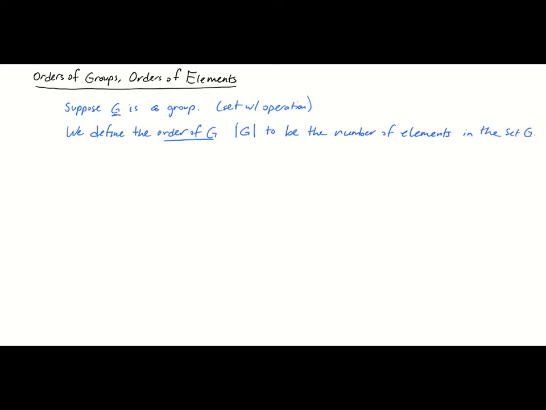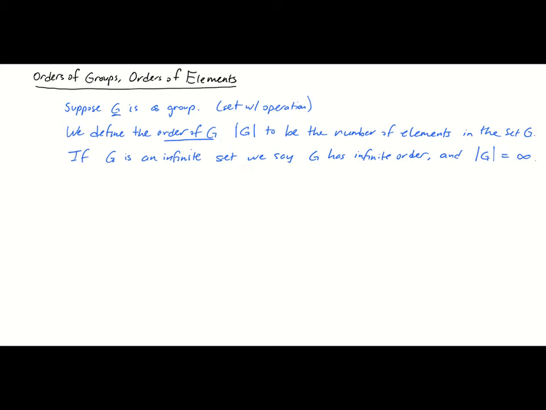And if G is an infinite set, which it absolutely can be, then we say G has infinite order, and we usually write that as just |G| = infinity. So the order of G is infinite. Okay, so that's what the order of a group is.